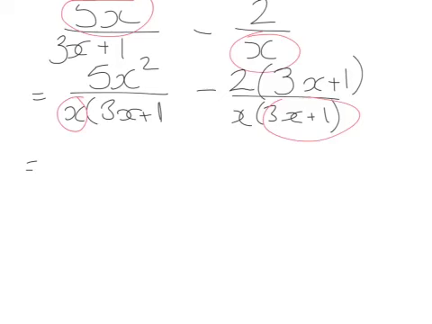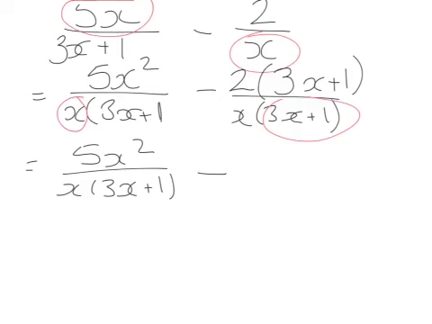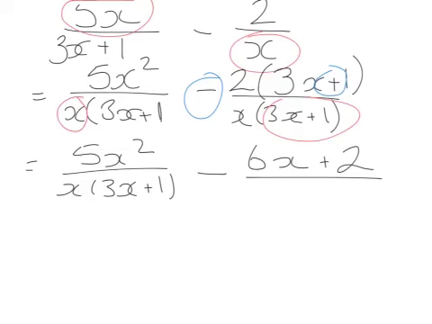Okay, so tidying this all up, I have 5x squared over 3x plus 1, minus, and then I have 6x, and now I have to watch for my negative because I have a minus and then a plus, so that's going to play a part in the next line, but I've got 6x plus 2 all over 3x plus 1.